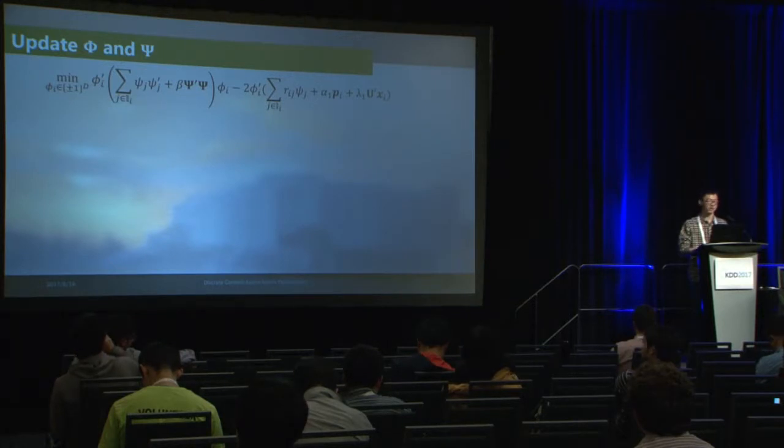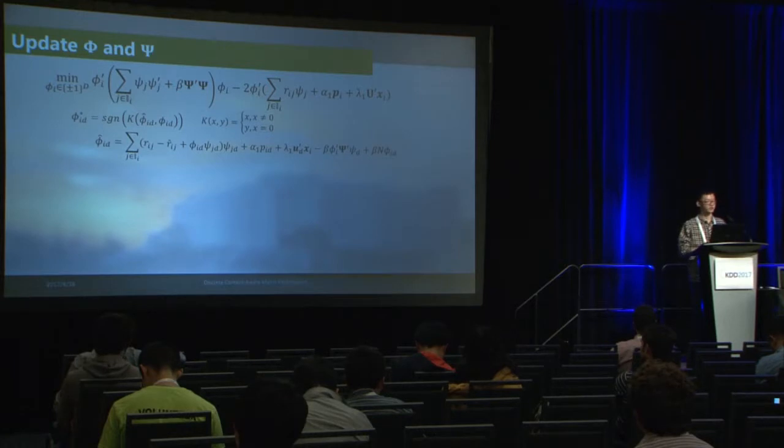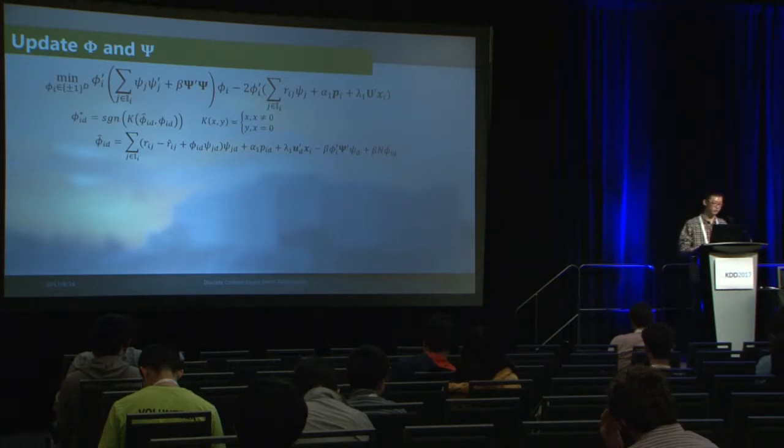Then the objective turns out to be like this. Then we develop a coordinate descent algorithm to take turns to update each bit of the hashing codes, phi subscript id. And the new value of phi subscript id equals 1 if phi subscript id hat is a positive number, and equals -1 if phi subscript id hat is a negative number.